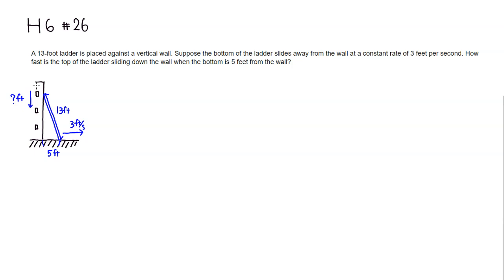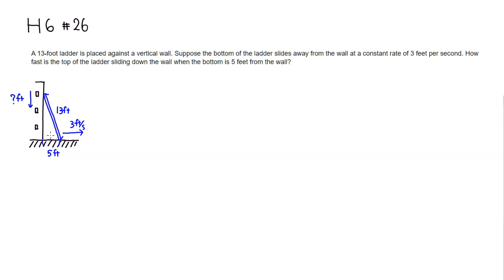Suppose the bottom of the ladder slides away from the wall at the constant rate of 3 feet per second. So the bottom end is moving away at that speed. And how fast is the top of the ladder, which is coming down, moving when the bottom is 5 feet away from the wall?